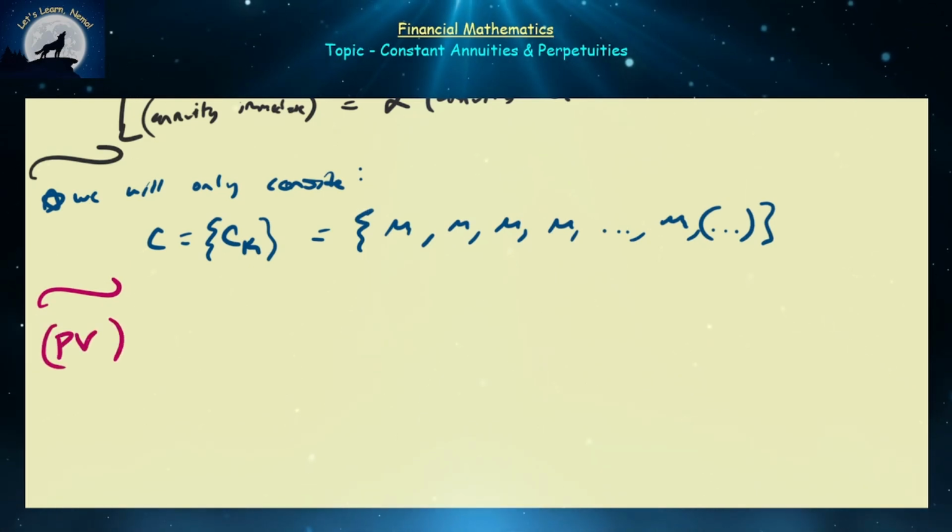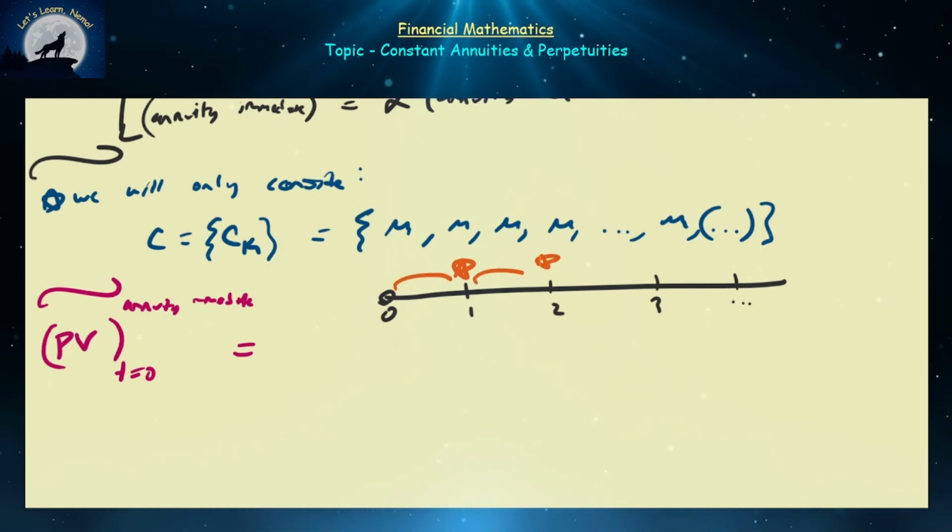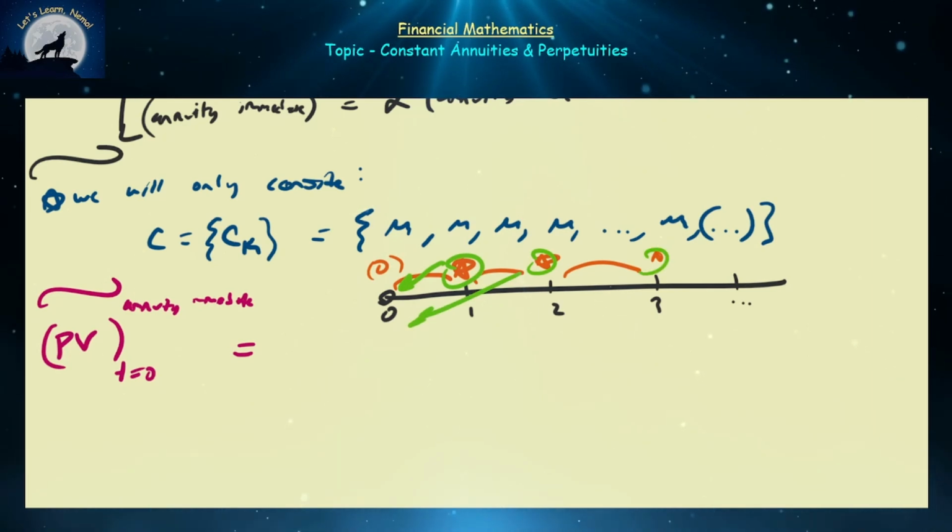So the present value at t equal to 0 for, let's assume that this is an annuity immediate, is going to be equal to what? So if we look at our particular timeline, so time t is equal to 0, 1, 2, 3, and so on, keep in mind the first payment occurs at 1, and then 2, and then 3. And keep in mind there's no payment at time t equal to 0. So this first payment needs to be discounted once, the next needs to be discounted twice, the third needs to be discounted 3 times, and so on.